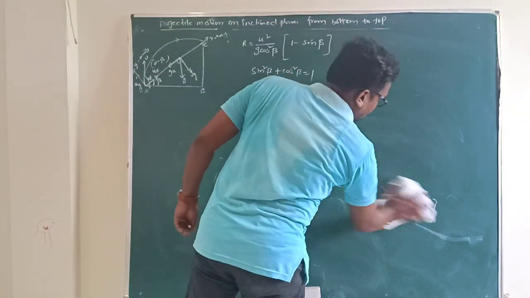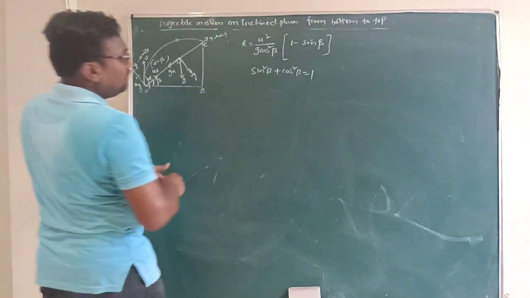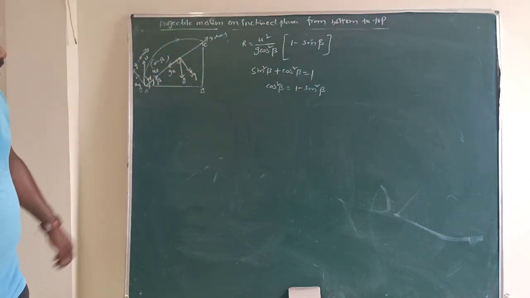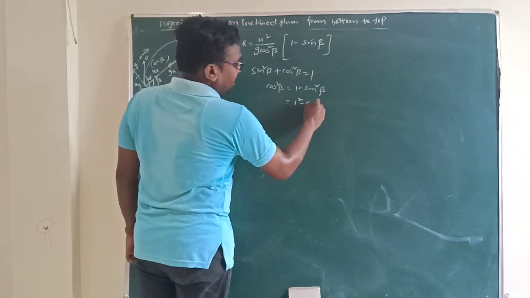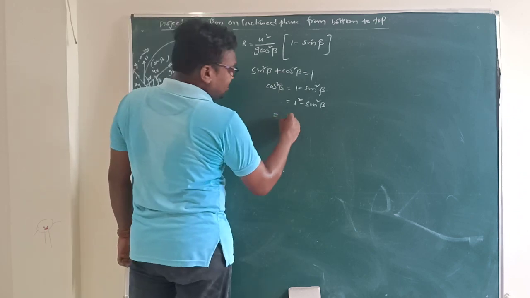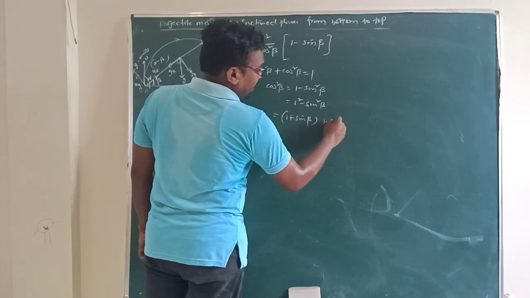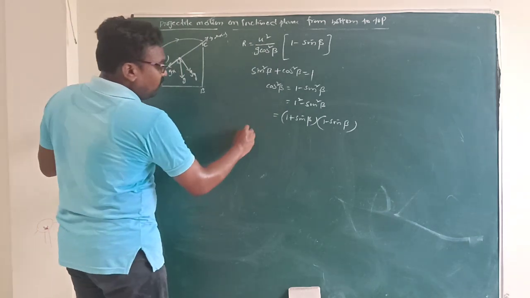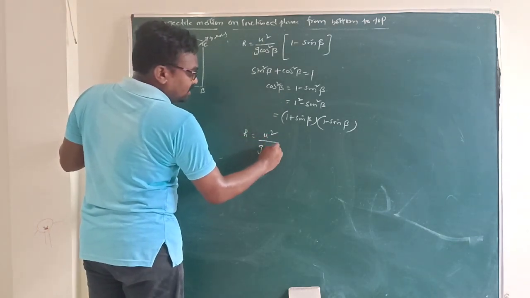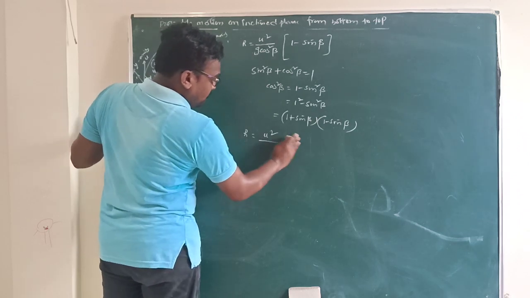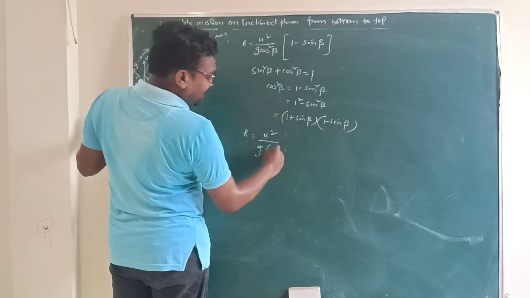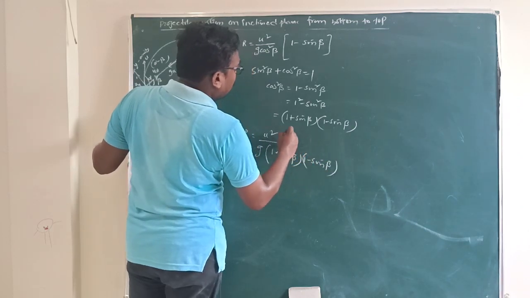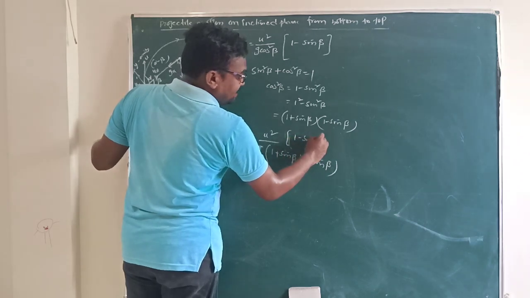Okay, right, sin square beta plus cos square beta is equal to 1. So cos square beta is equal to 1 minus sin square beta. That can be written as (1 plus sin beta) and (1 minus sin beta). So these values are substituted in this equation, we get R is equal to u square by g cos square beta, times (1 minus sin beta) by (1 plus sin beta) into (1 minus sin beta).